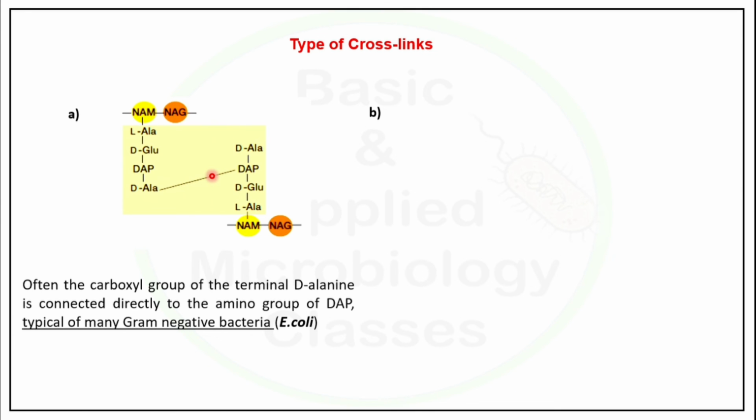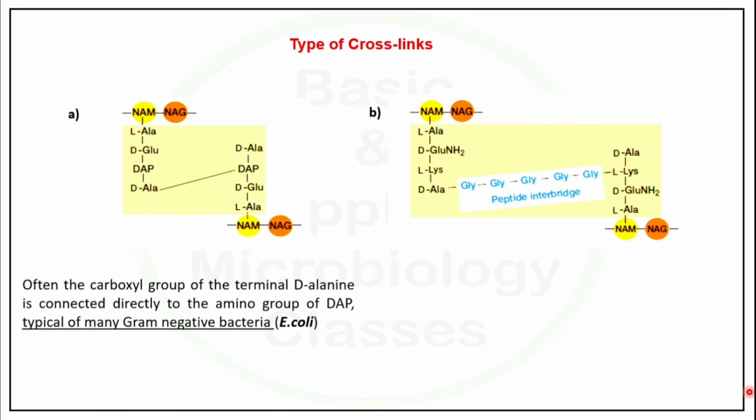What I have explained is also written here: often the carboxyl group of terminal D-alanine is connected directly to the amino group of diaminopimelic acid in many gram-negative bacteria. This happens in the case of E. coli. In this way, two chains are attached to each other, and this we define as cross-linking.